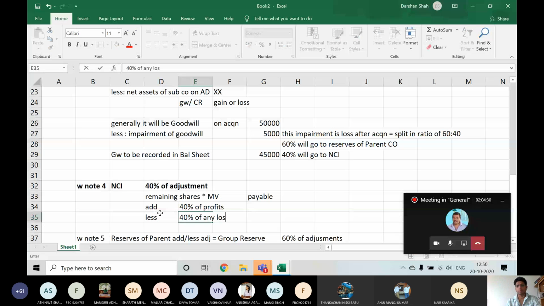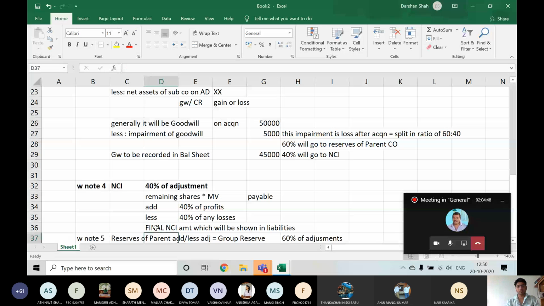So that will give me what? That will give me the final NCI amount, which will be shown in liabilities. Okay, see if this is clear. Working note 4, NCI. Yes, sir. Okay.